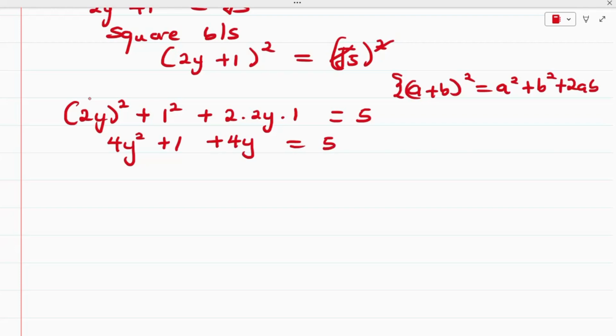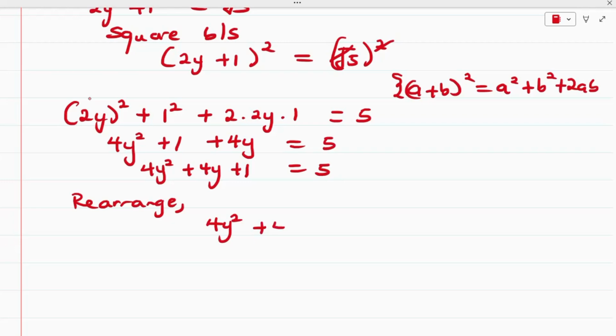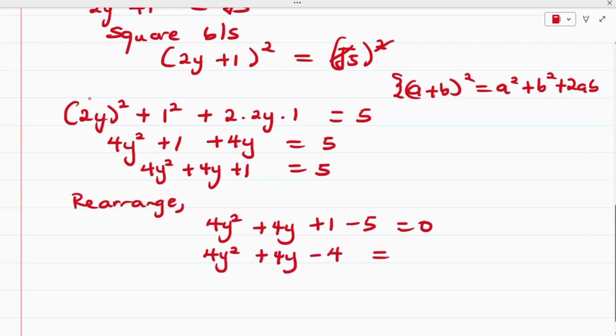Rearranging this, we have 4y squared plus 4y plus 1 is equal to 5. So rearrange this equation and set it to 0. We have 4y squared plus 4y plus 1 minus 5 is equal to 0. So 4y squared plus 4y plus 1 minus 5 will give us minus 4, which is equal to 0. So divide through by 4.